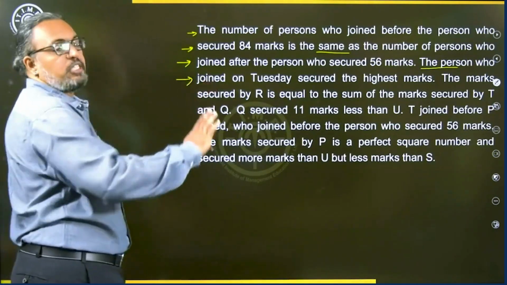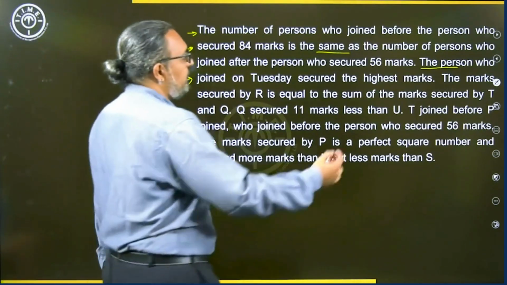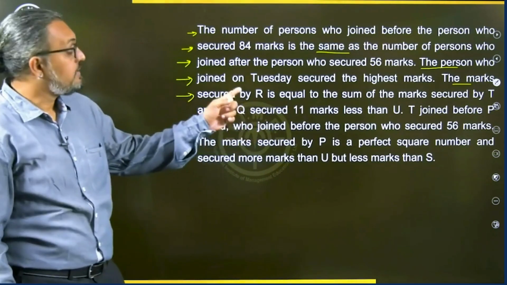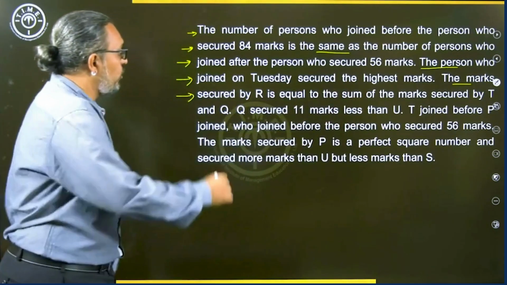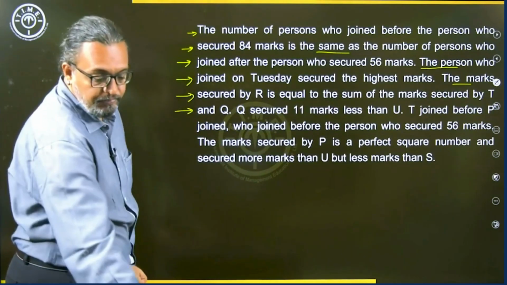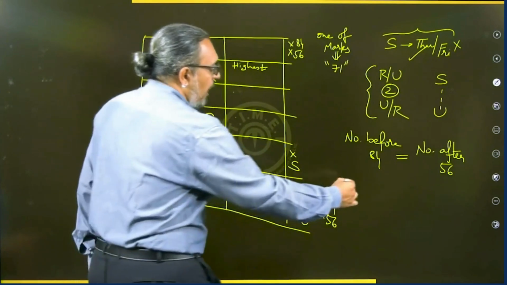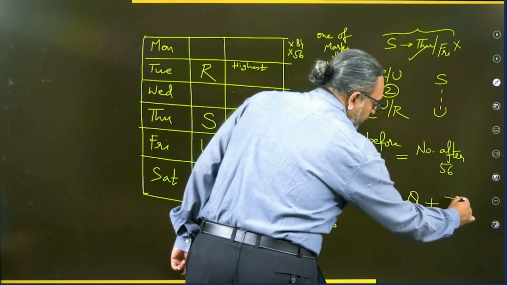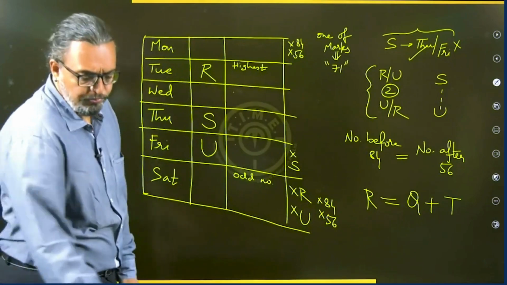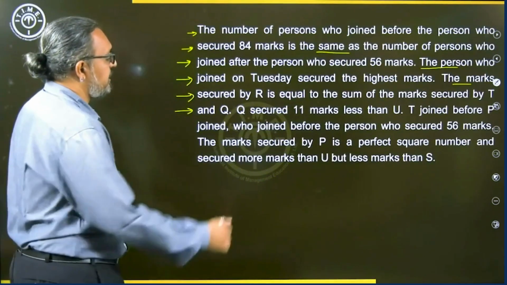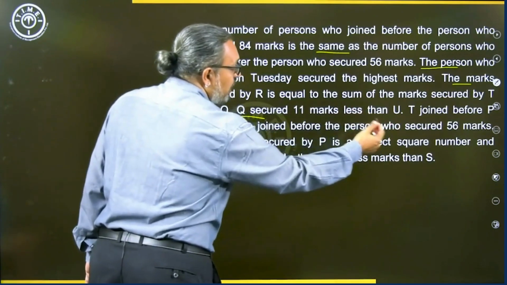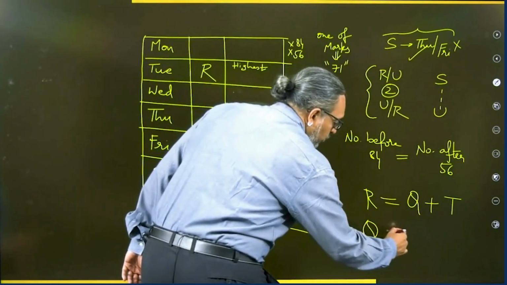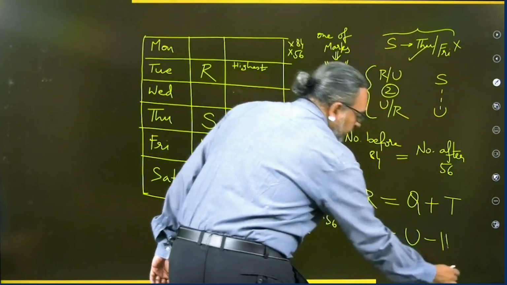So we will see. But Tuesday should have the highest marks. Then next, what? The marks secured by R is equal to the sum of the marks secured by T and Q. Okay. So R should get the marks which is the sum of the marks secured by Q and T. Then further, what does he say? Q secured 11 marks less than U.